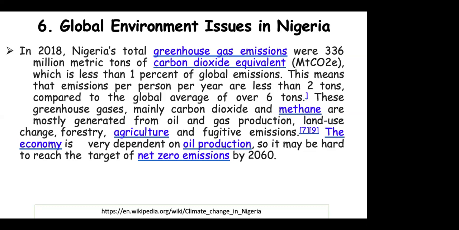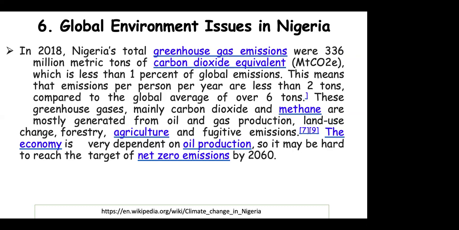Land use change contributes a little, forestry, agricultural activities, and fugitive emissions. Cars, movement, automobiles, and all. But in our case, the major producers of this is oil and gas production. And I was trying to beat it down. Is it possible to beat it down by 2060, or to reach the target of net zero emission?